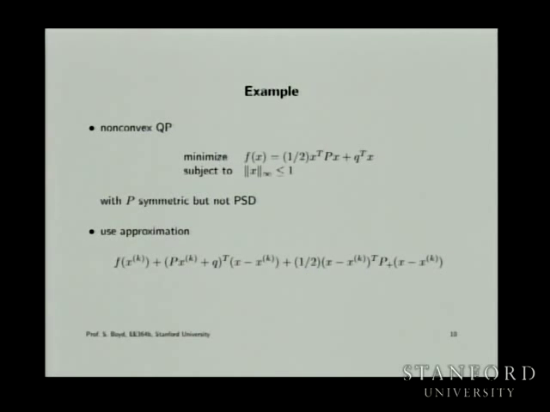But now P is symmetric but not positive semi-definite. By the way, if P is positive semi-definite, this is a convex problem and it's completely trivial, and you get the global solution. So it's only interesting if P has a couple of negative eigenvalues, or actually one will do the trick. So we're going to use the following approximation. This is the Taylor expansion, but we truncate: we remove the negative part of P, because that would contribute a negative curvature component.